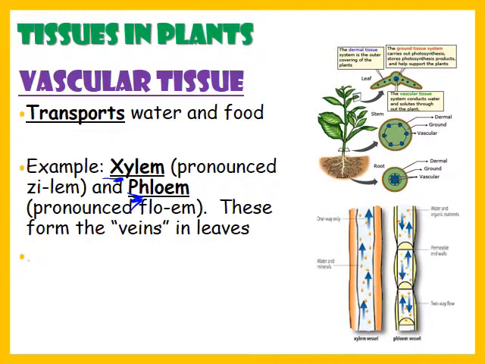So you'll find vascular tissue in the leaves, but also in the stem and in roots, because the entire part of a plant needs water, and it needs oxygen, and it needs food or carbon dioxide to be distributed to the plant. So the vascular tissue helps with that.